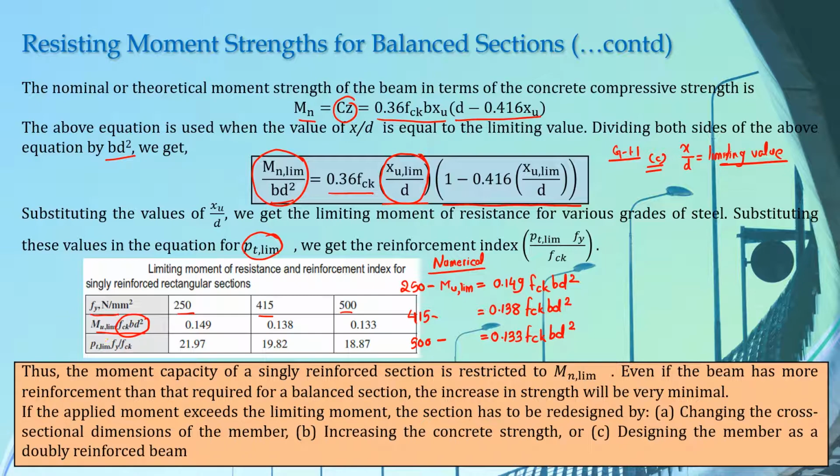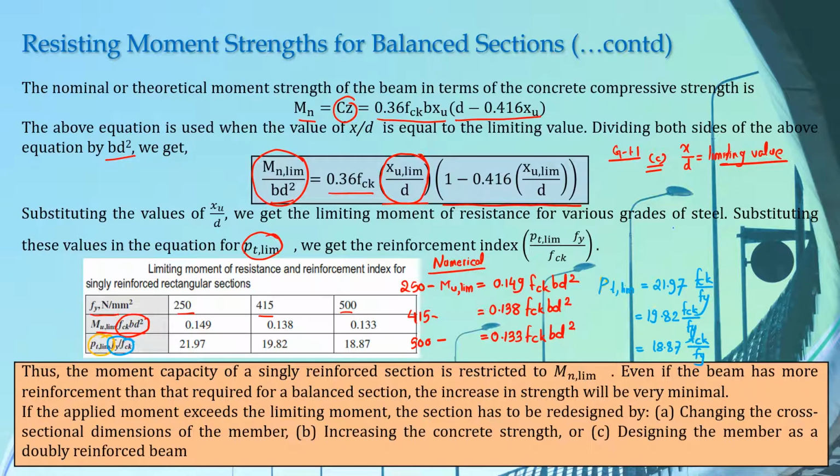Similarly, if you want to find the limiting percentage of tensile reinforcement, let me write it with a different color here. This value of PT limiting for 250 grade steel will now be 21.97. If you take this to the other side of the equation, you will get fck over fy. Similarly, for 415 grade steel, 19.82 fck over fy, and for 500 grade steel, 18.87 fck over fy.